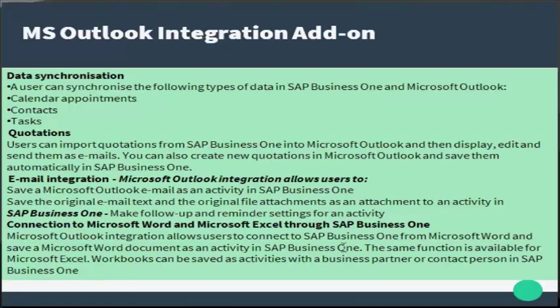Email integration. That means you can save a Microsoft Outlook email as an activity within SAP Business One. You can save the original email text and original file attachments as an attachment to an activity in SAP Business One. Microsoft Outlook integration allows a user to connect to SAP Business One from Microsoft Word and save a Microsoft Word document as an activity within SAP Business One.